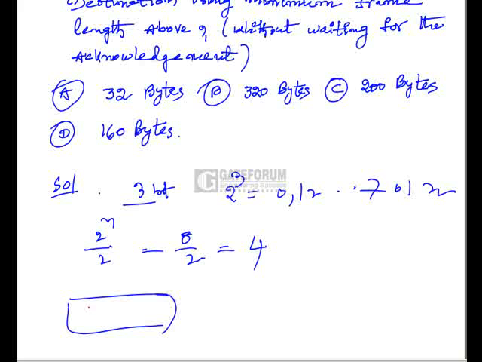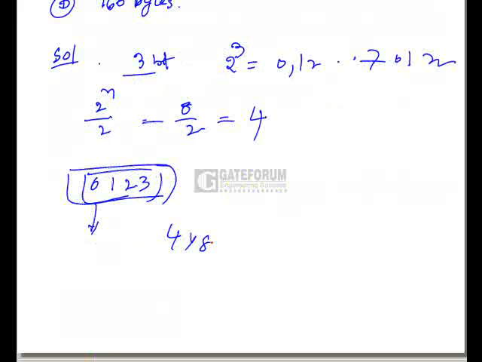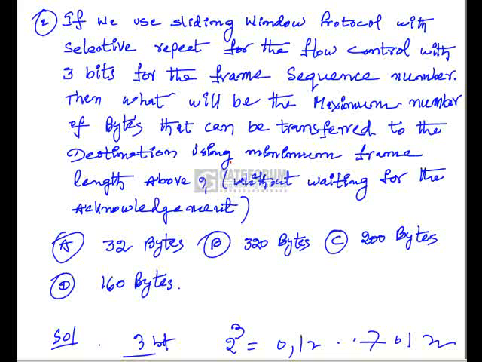4 frame sequence numbers, let it be 0, 1, 2, 3 for example. Every frame, we already decided, is 80 bytes. So 4 into 80 is 320. So these many bytes we can transfer without waiting for any acknowledgement, because all the frames can be transferred in the window. That is, option B is the right option.